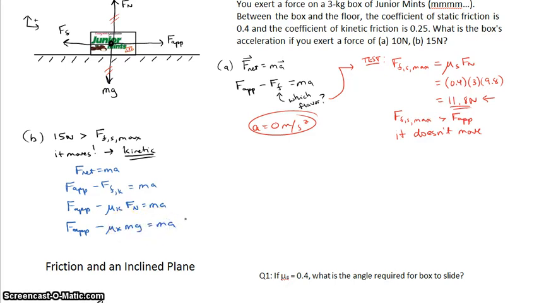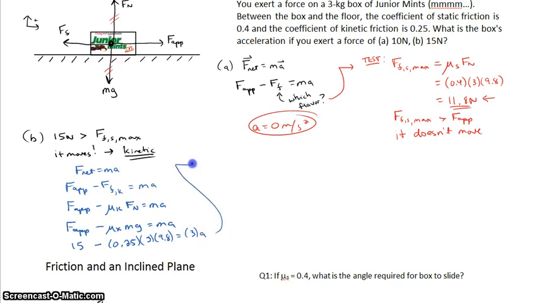So I can write it full-blown just like that, and I'm running out of room here, but I'm going to write it anyway. So I got 15 newtons minus this coefficient of kinetic friction. They told me what that was, 0.25, times m, 3 kilograms of delicious mince, equals m, well that's 3 again, times a.